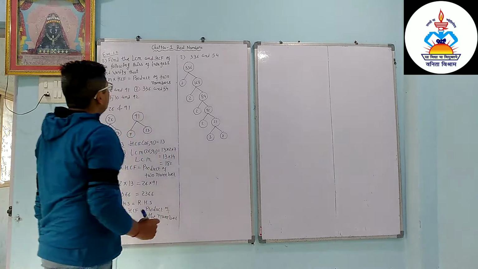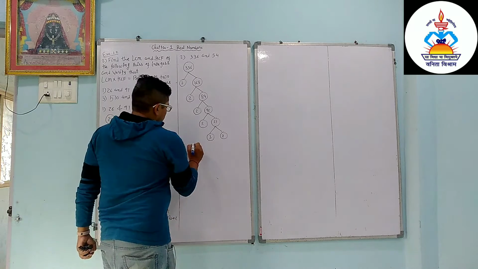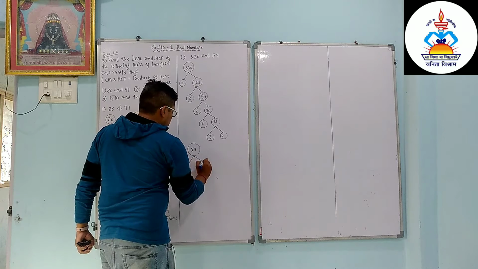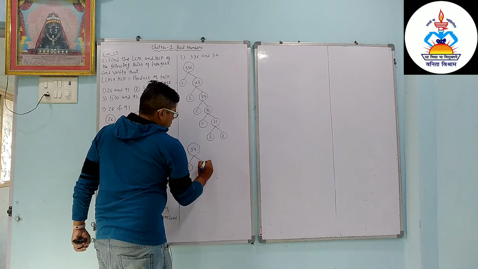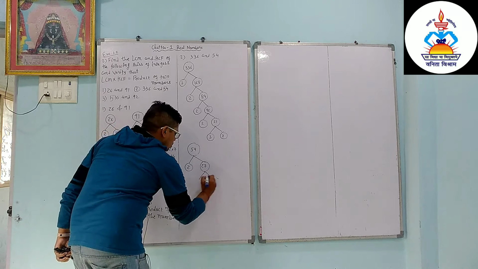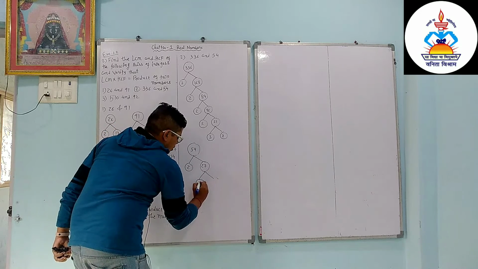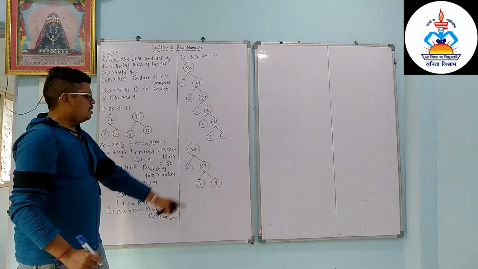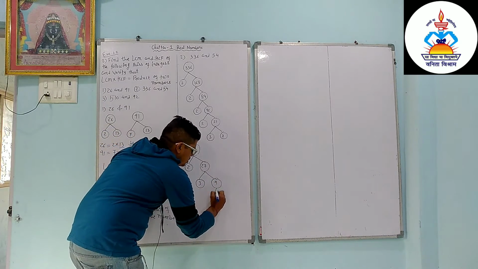Same way we will find for the 54. 54 we draw in the circle or block. We know that 27 2s are 54. Then we have another factors possible, that is 3 9s are 27, and 9 has two factors, that is 3 3s are 9.